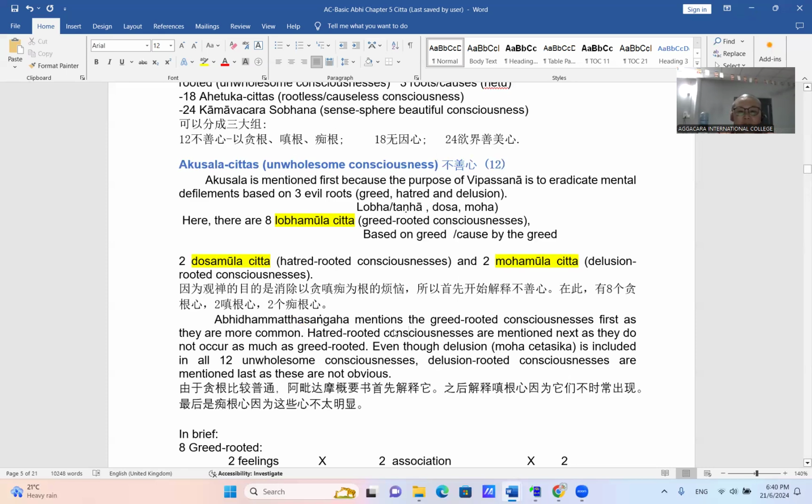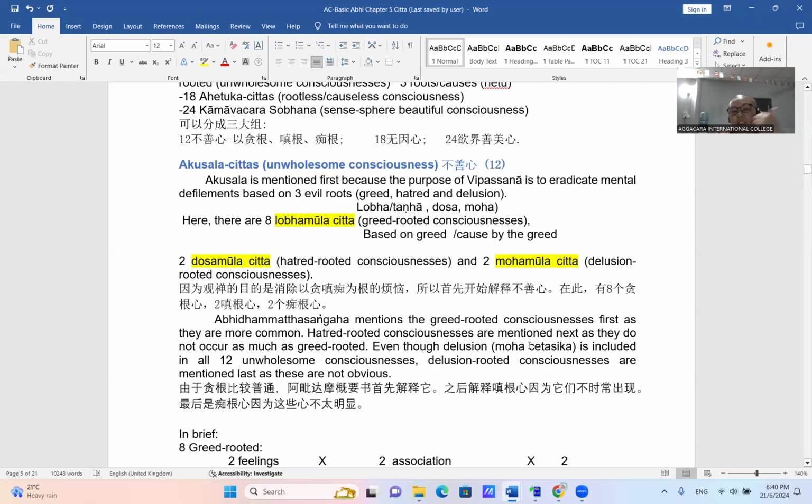So hatred-rooted consciousnesses are mentioned next, as they do not occur so much as greed-rooted, because we don't get angry all the time. All right, that's why they are not so common. But they might also happen a lot, because when the weather is hot, you feel annoyed, you feel agitated. All right. Then the last, delusion, moha cetasika, right?